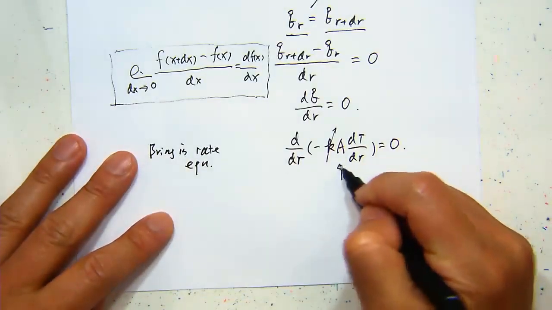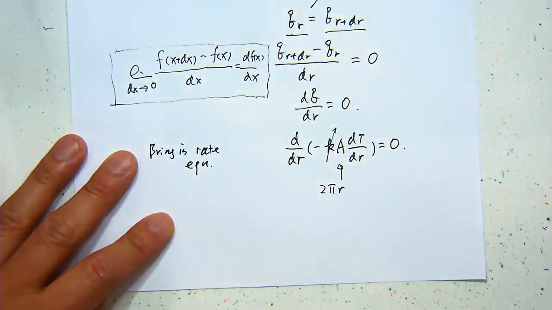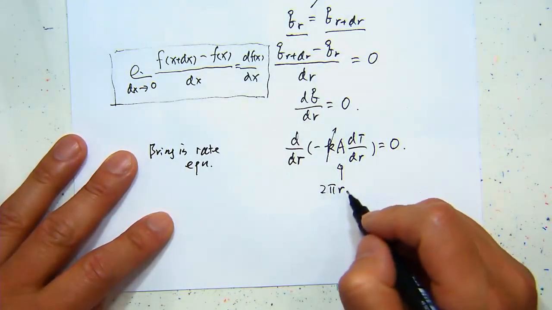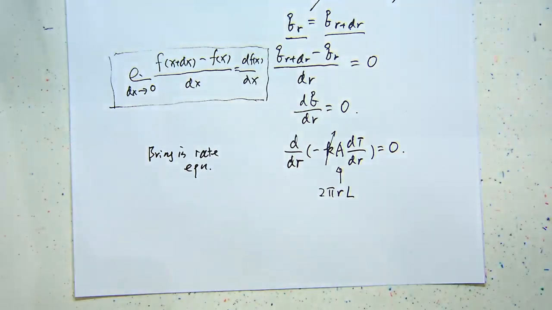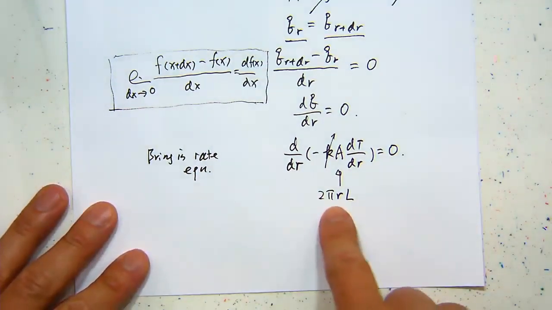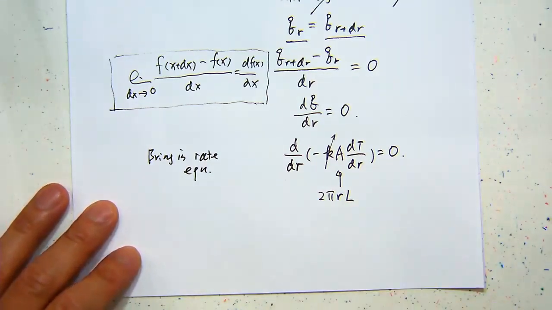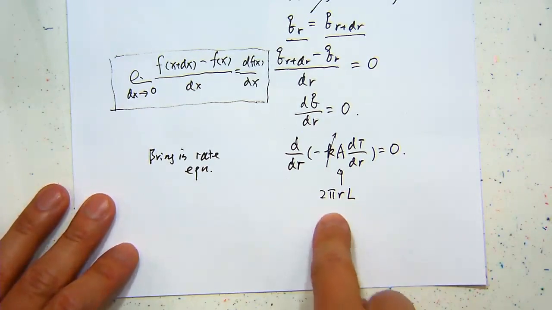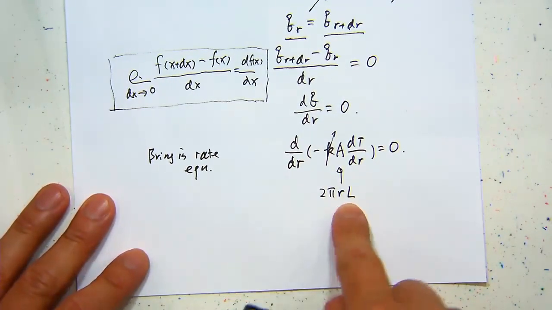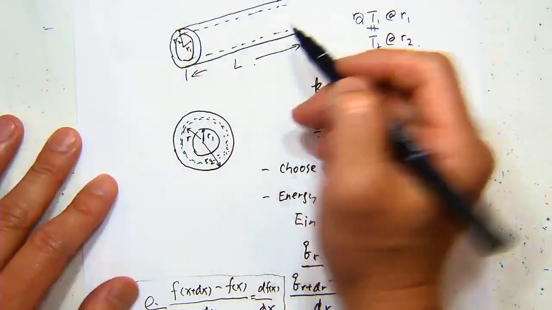So this one should be 2 pi r, that's a parameter, and times the length. Oh, sorry, it's not parameter, it's diameter. Diameter times the length. So, no, it's a parameter. Yeah. So this one times the length, that's the surface area where the heat is being conducted.